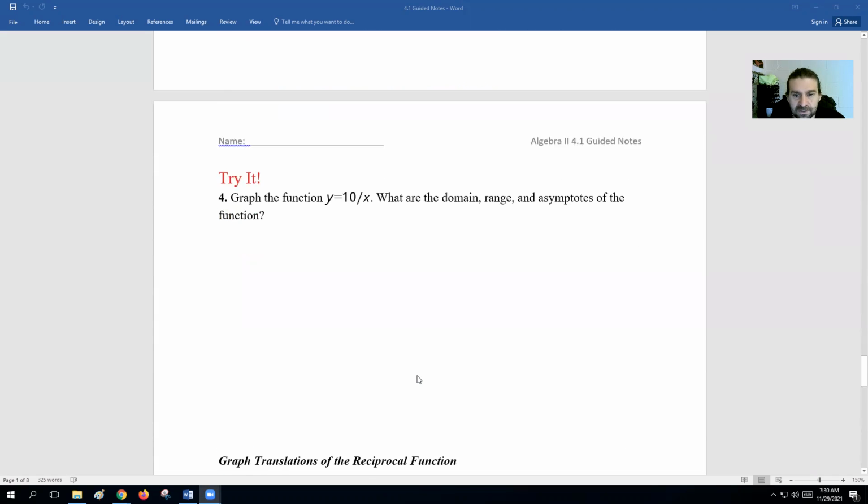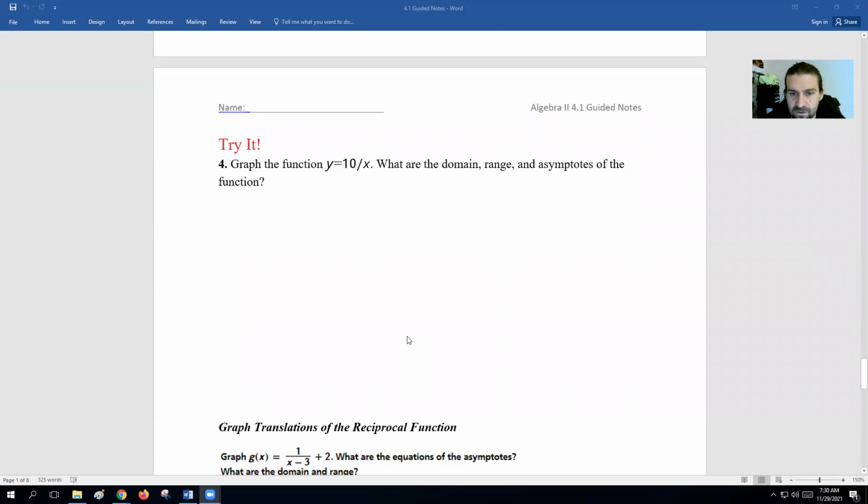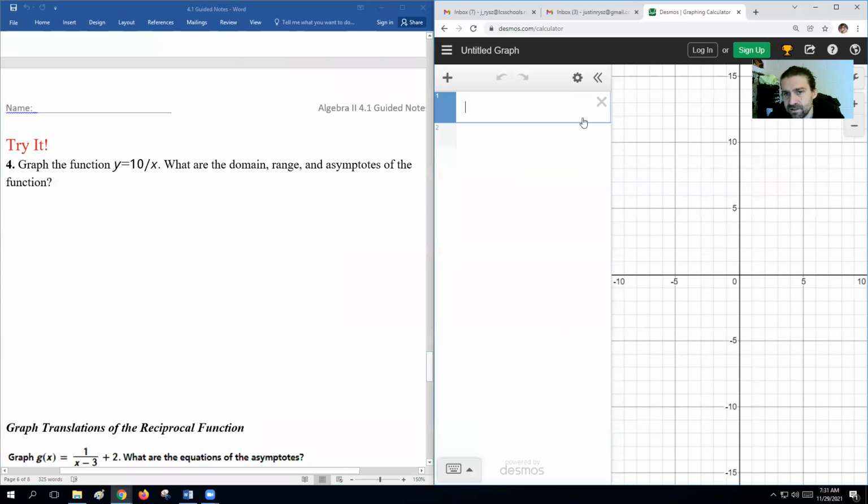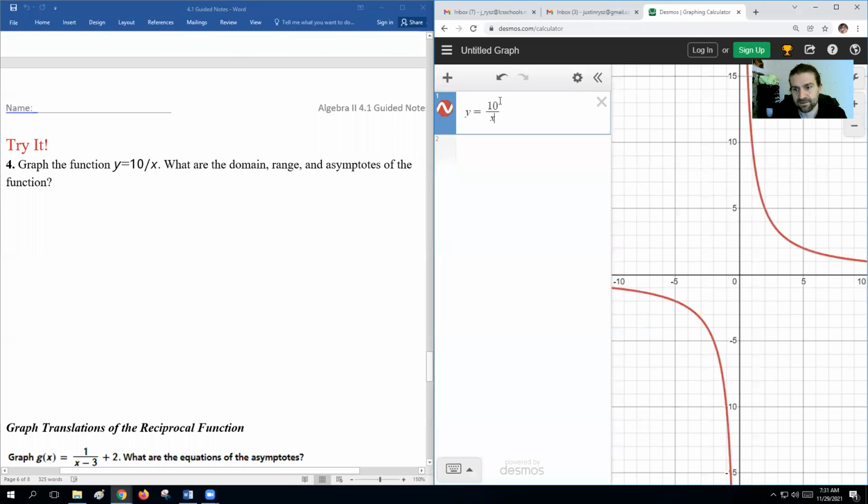Okay, so what we want to do here is graph the function and describe the domain, range, and asymptotes of that function. Now, to help you guys out, I'm going to go ahead and just open up Desmos, and this is what I would expect you guys to do. So we're going to graph y equals 10 divided by x.